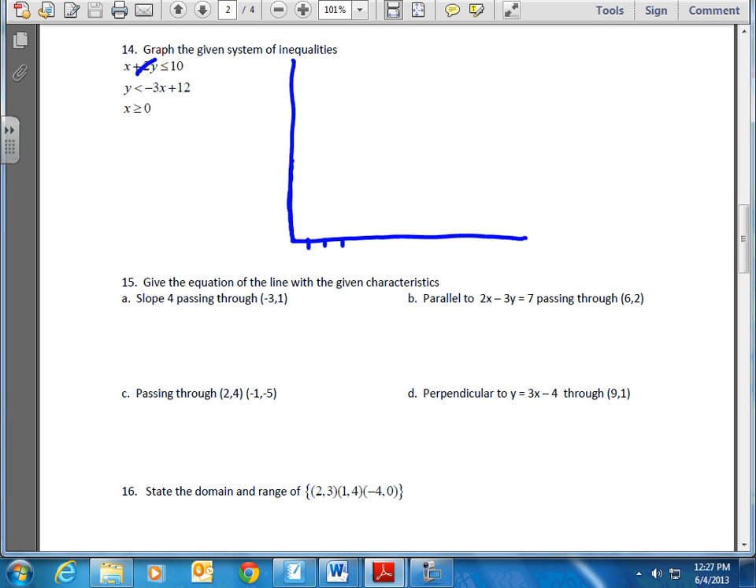1, 2, 3, 4, 5, 6, 7, 8, 9, 10. When y is 0, x is 10. When x is 0, it causes that term to go away. Dividing by 2, and y equals 5.